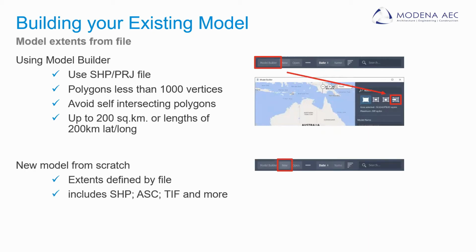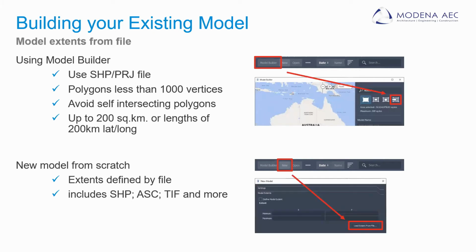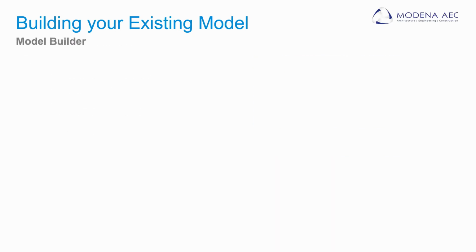So then creating a new model from scratch, you can define your extents from a file. This includes shapefiles, ASCII files, and GeoTIFF files and more.